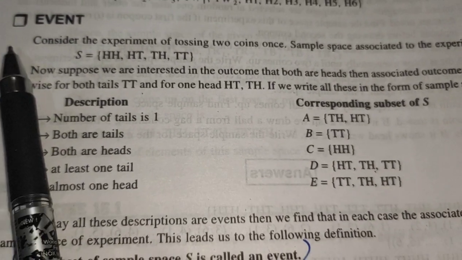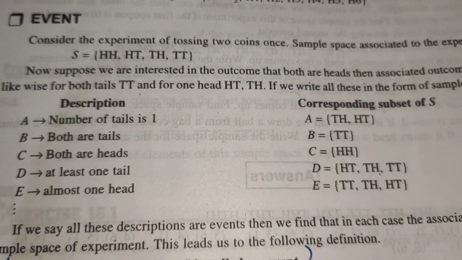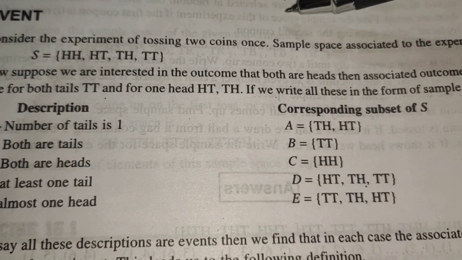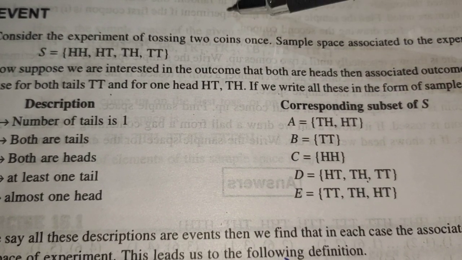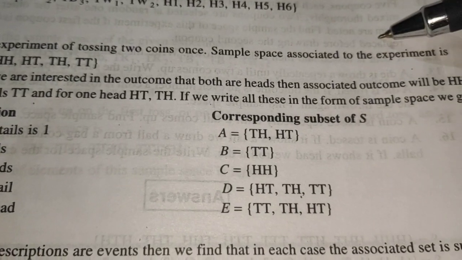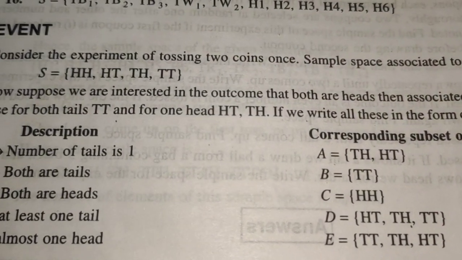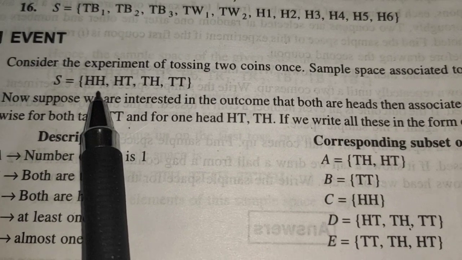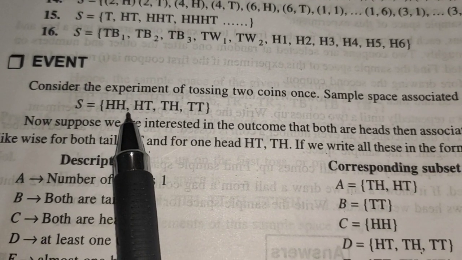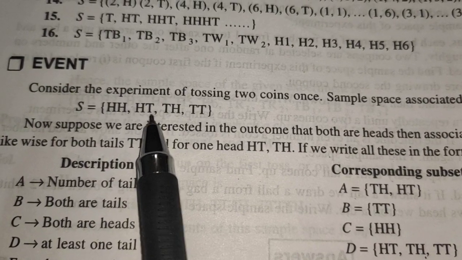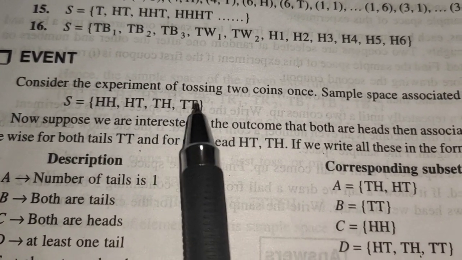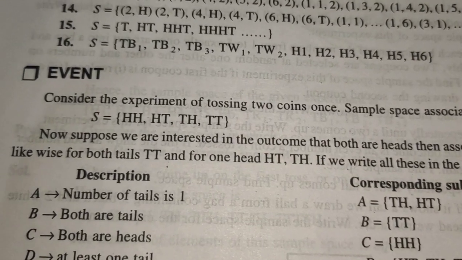We will discuss today what an event is and the different types of events. So let us start with event. Let us consider that two coins are tossed once. So when two coins are tossed once, the sample space associated to the experiment will become HH, meaning both the coins will show head; HT, meaning the first one is head and the second one will show tail; TH, meaning the first one showed tail and the second one head; and TT, meaning both will show tail.